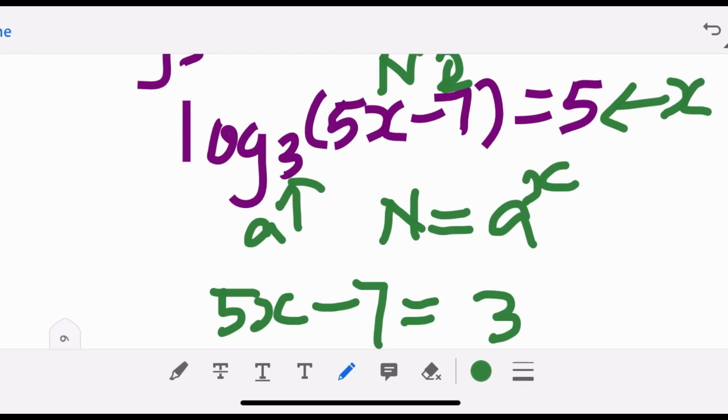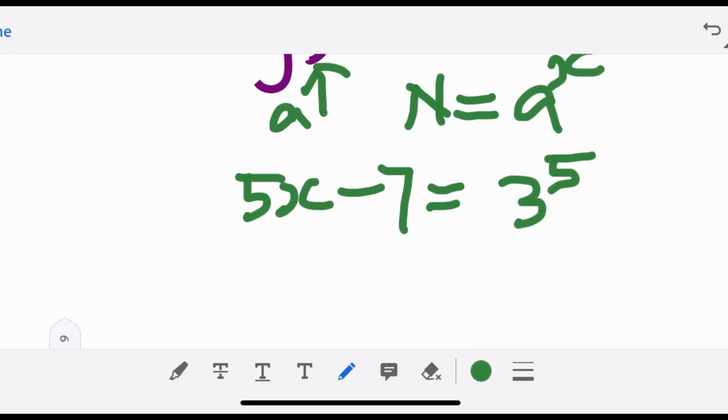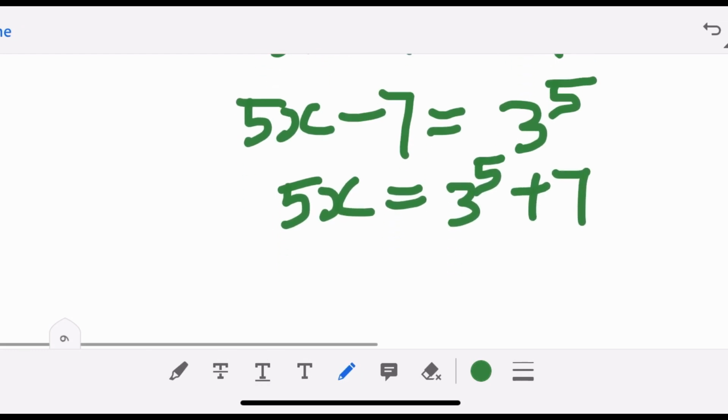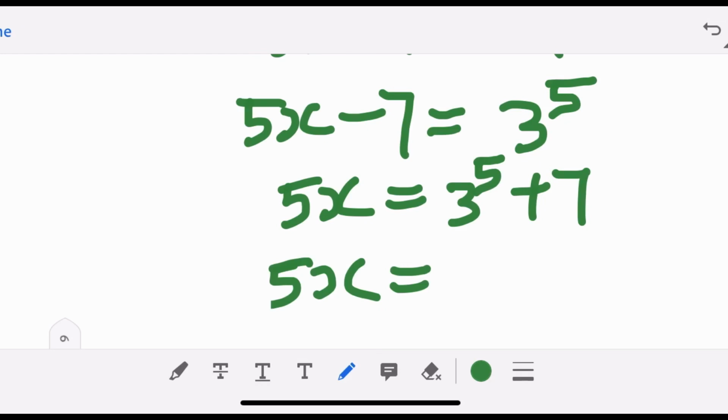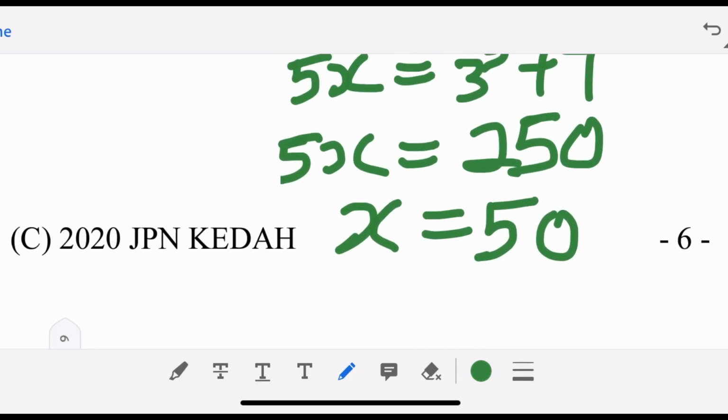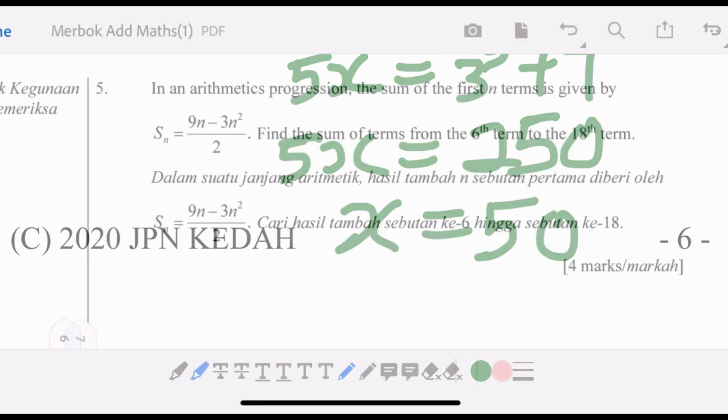Okay, so we can solve the 3 power 5. 5x equals 3 power 5, which is 243, plus 7. So you have 5x equal to 250, right? You can use a calculator to double confirm, and then you can solve for x, which is 250 divided by 5. So the answer for x is 50.